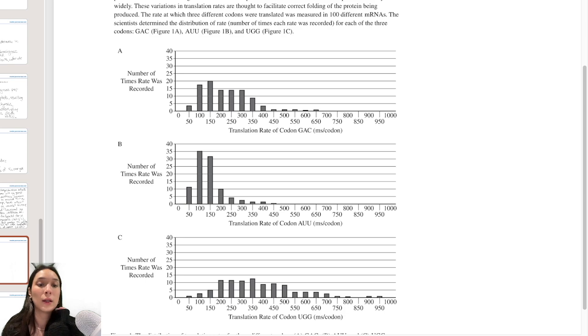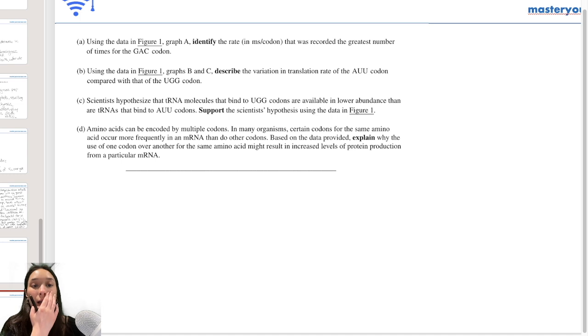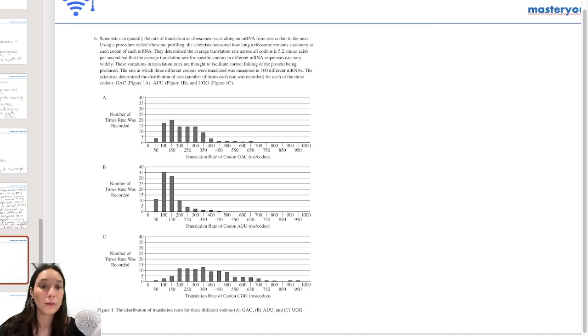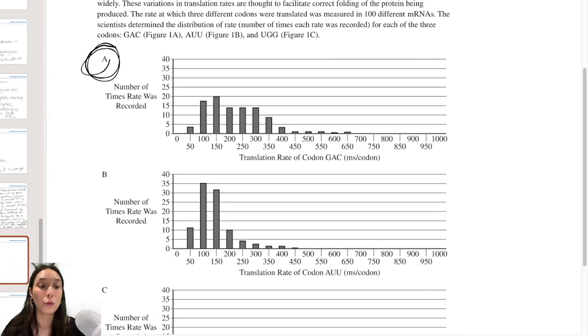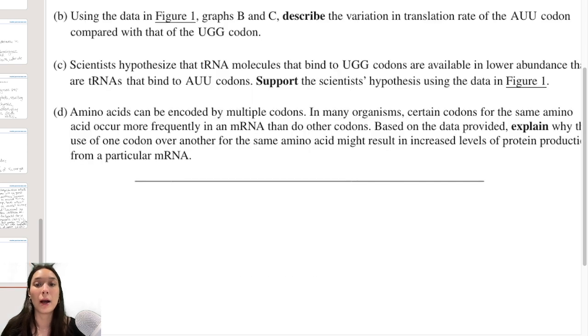Okay, so let's go into our first question. It says, using data in figure 1, graph A, identify the rate in milliseconds per codon that was recorded the greatest number of times for the GAC codon. So figure 1, graph A, we're looking for the most recorded times. This is this graph over here. If you zoom this in, you're looking for the rate that they want you to report in milliseconds per codon, so you're looking at the x-axis. Which one of these was recorded the most amount of times?